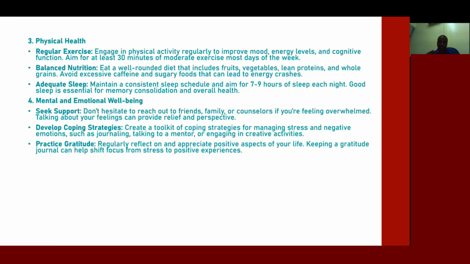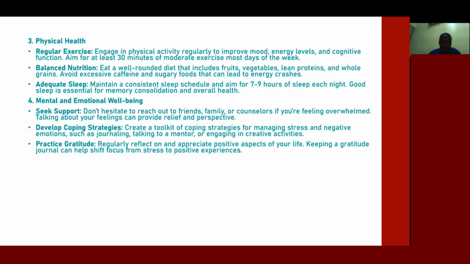There's also adequate sleep. Maintain a consistent sleep schedule. We can aim for 7 to 9 hours of sleep each night. Again, it will all depend on the individual. Good sleep is essential for memory consolidation and overall health. So sleep is always a therapy that can assist us in maintaining our health and our immunity.